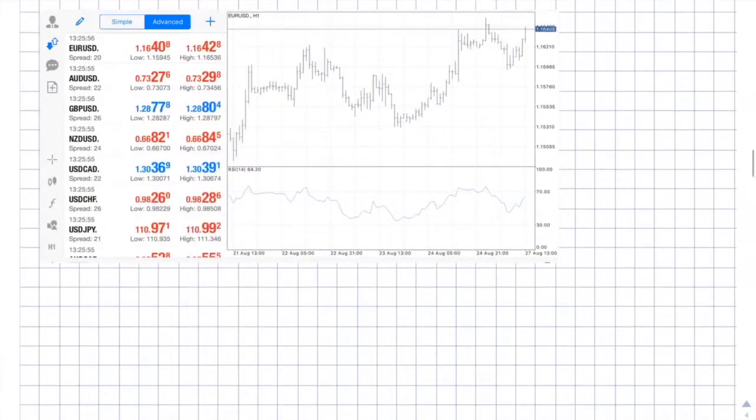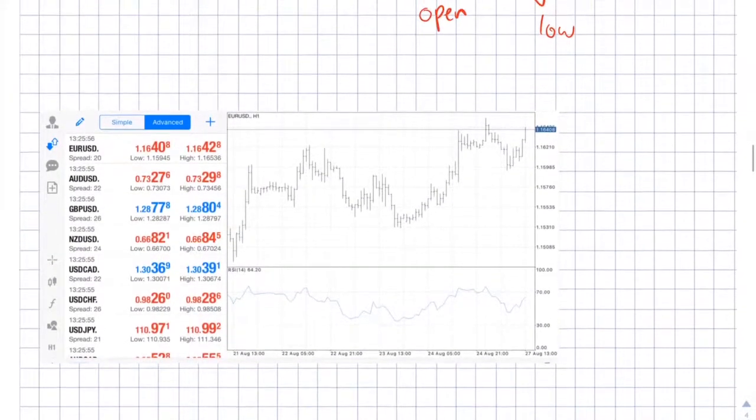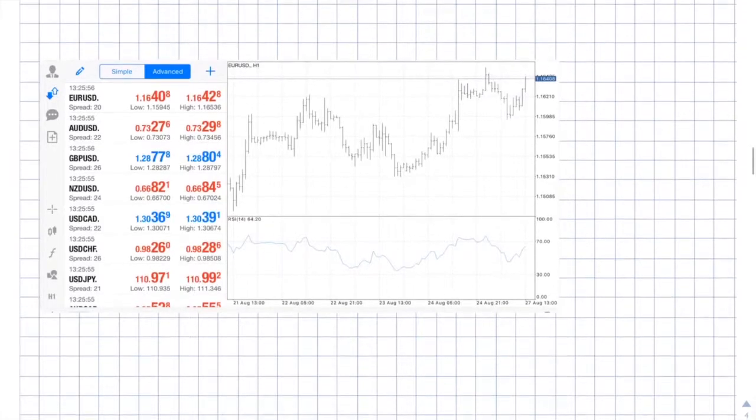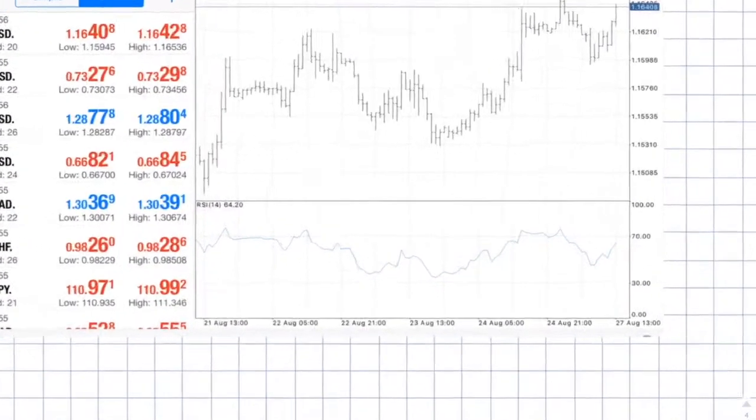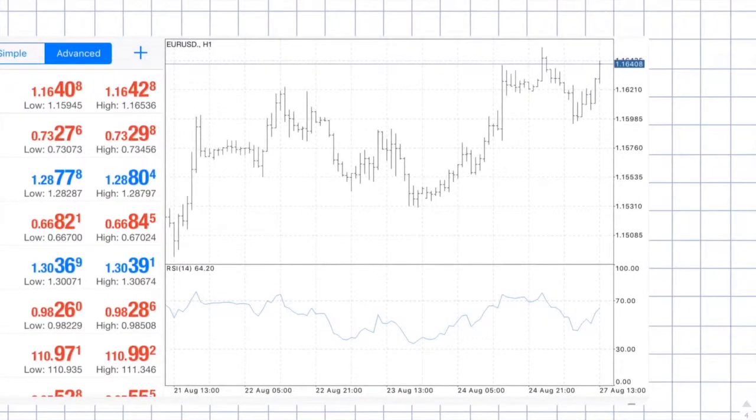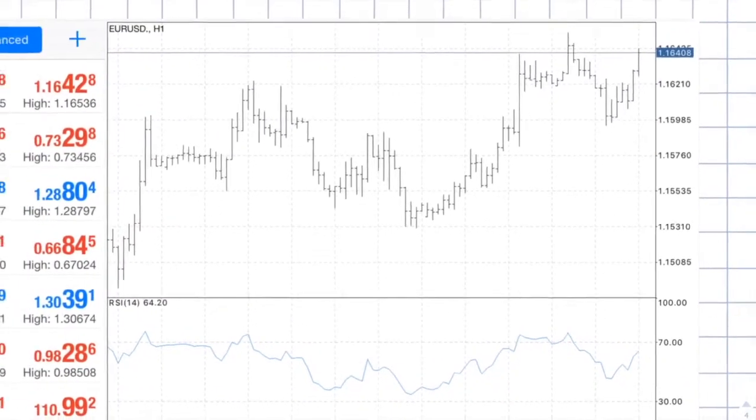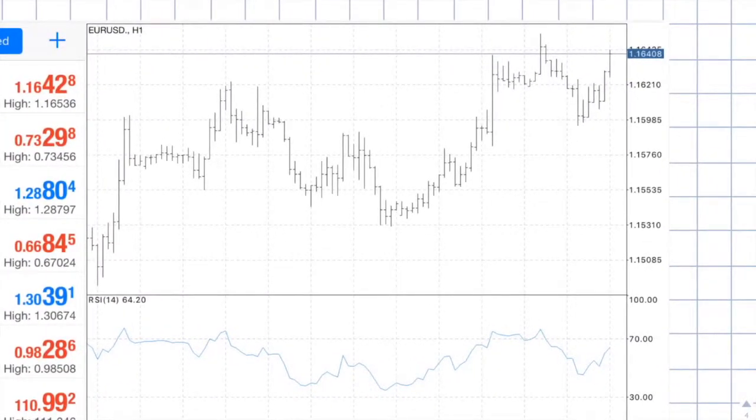So here is a chart for MetaTrader 4, and this is an hourly chart. And as you can see, there's no colors, so there's no red or green, so you can't instantly see which one is the bullish bar and which one is the bearish bar. But what you can see is you can figure it out for yourself which one is the bearish and the bullish from what I've told you.